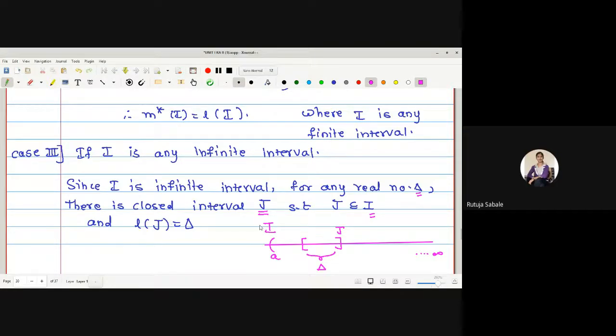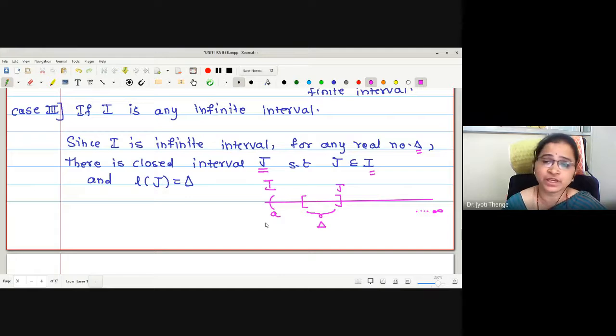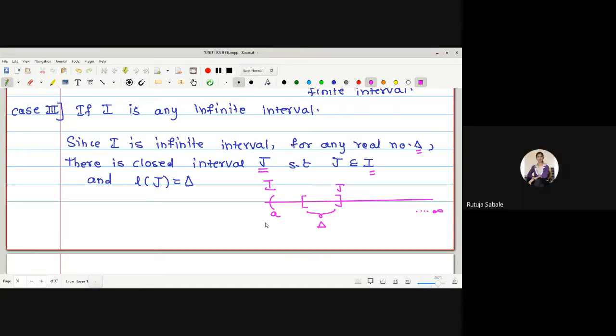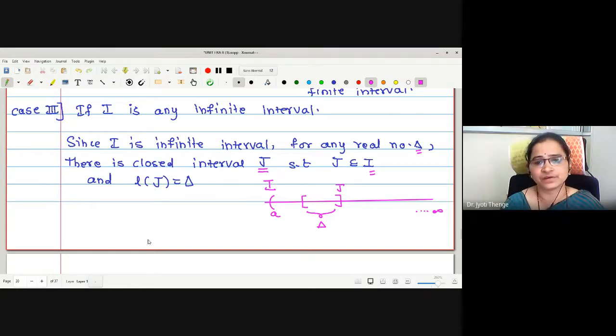Yes, ma'am. And for any delta I'm saying, if I give you any real number, can you find such an open interval, such a closed interval J? Yes, ma'am. Fine. Therefore, here we have written there is a closed interval J such that J is contained in I and length of J is equal to delta.